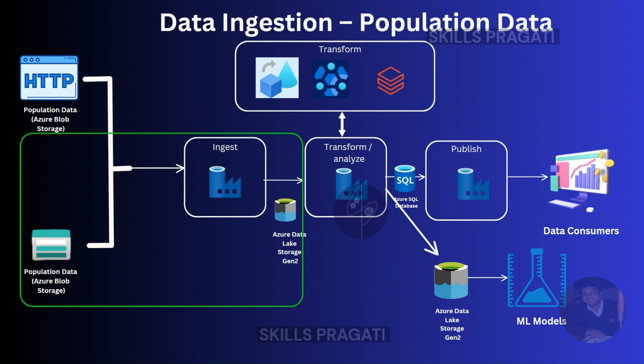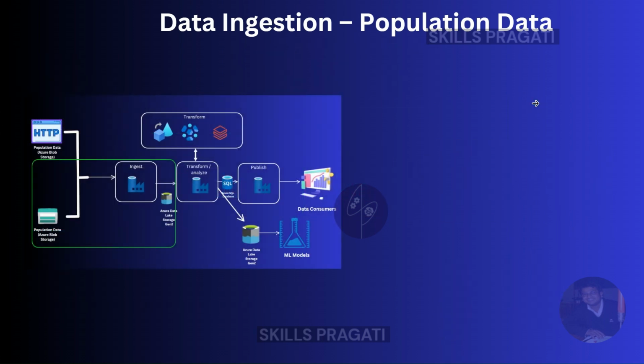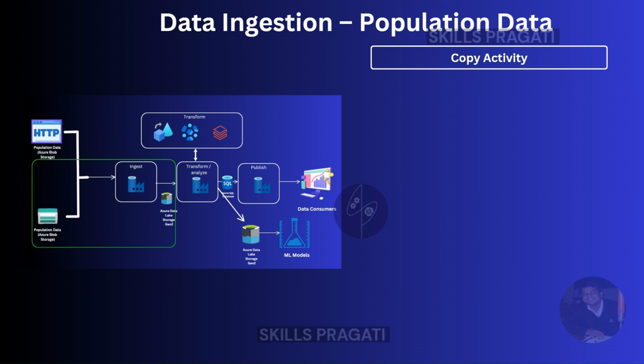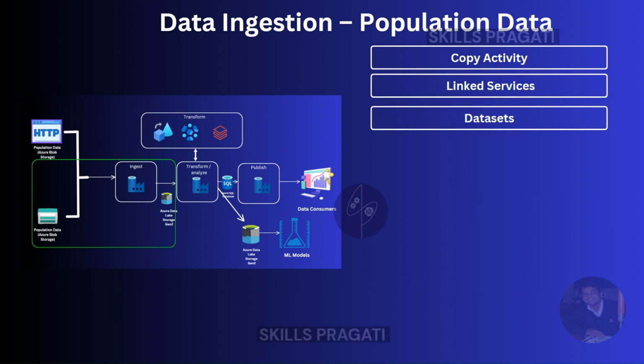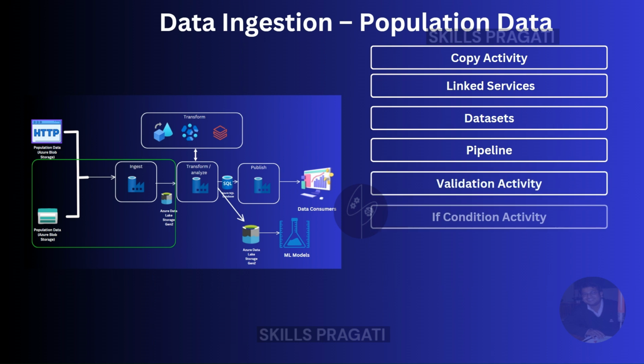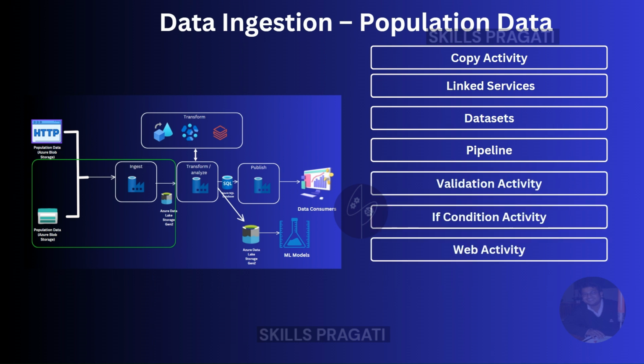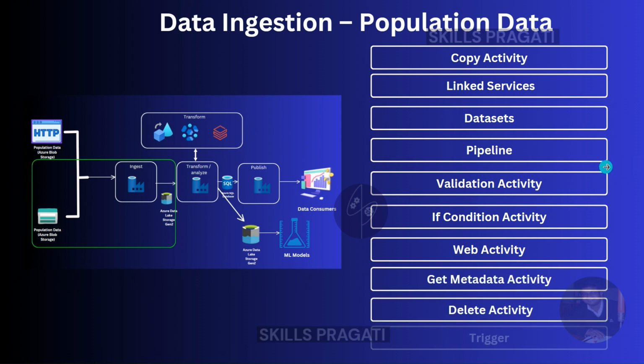I'll start by introducing you to the copy activity, and then we'll create the linked services and the datasets required. And then we'll put them all together into a pipeline so we can execute it. I'll then introduce some real-world scenarios which production-level data pipelines are expected to handle. These scenarios will then be handled with the help of control flow activities such as validation, if condition, web, get metadata, and delete activities.